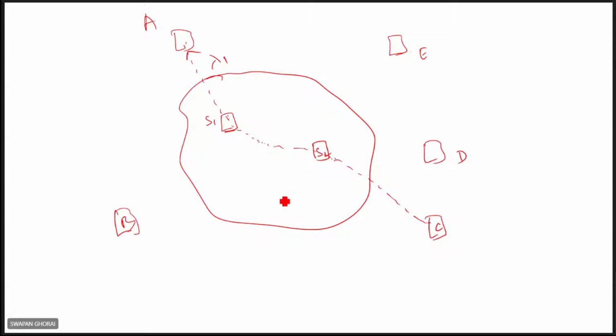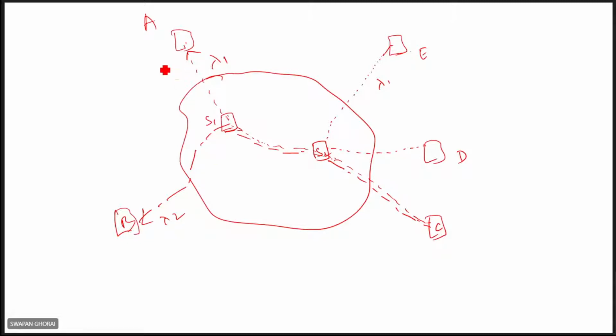And C to B, that is say lambda 2. And D to E, it is lambda 1. This is also lambda 1, this is lambda 1, but this is lambda 2, right?